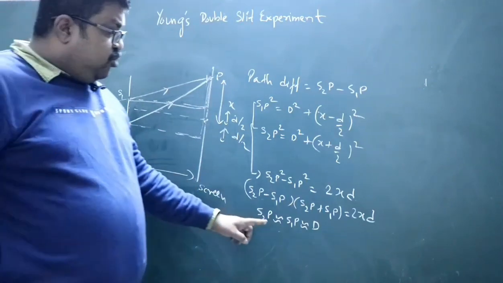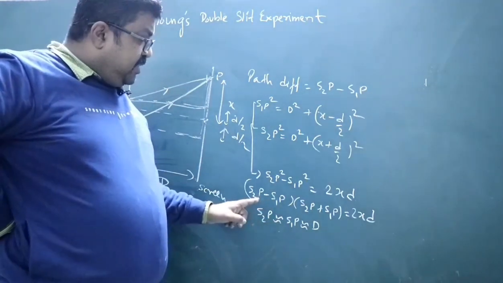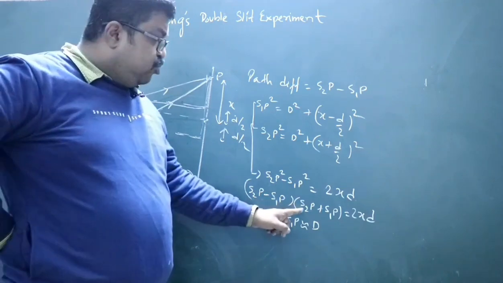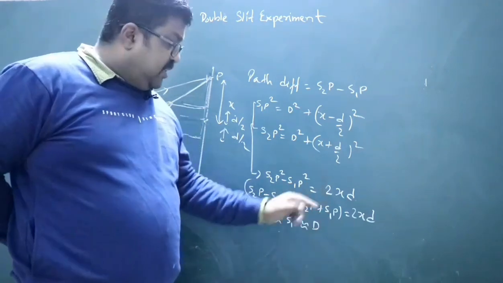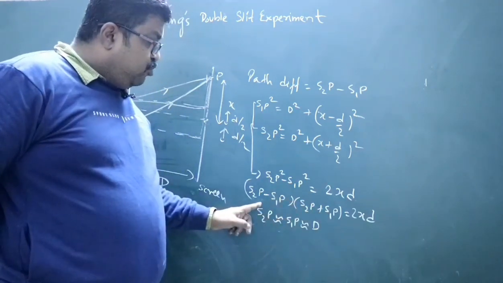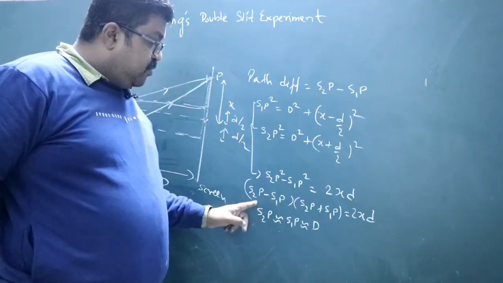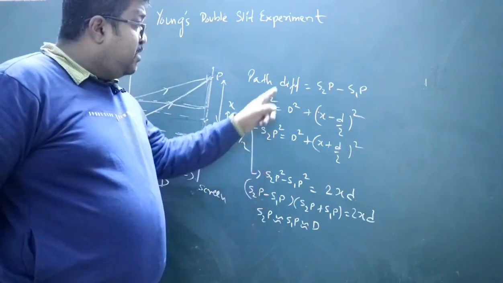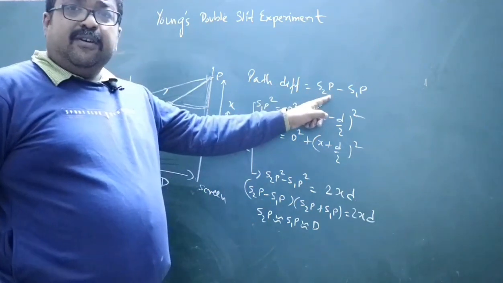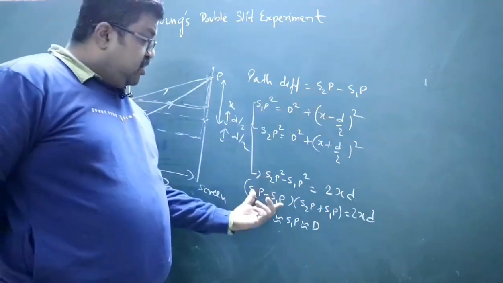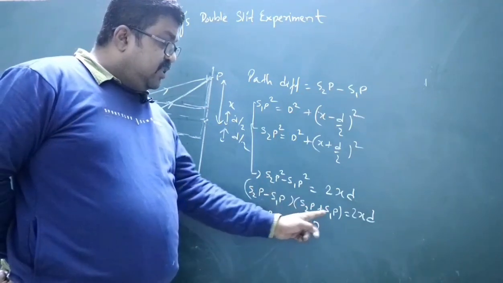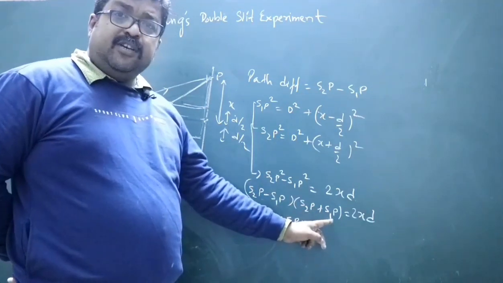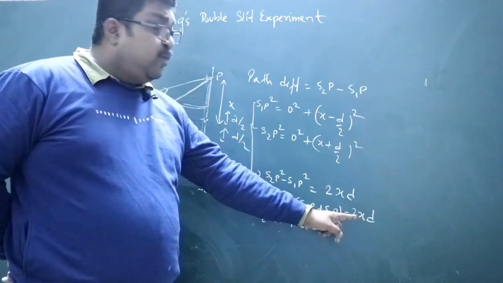Now this is S2P minus S1P, and this is S2P plus S1P. I will not substitute in S2P minus S1P, because if I substitute this condition over here, this will be 0, but I need to find the value of this path difference. So this is the path difference, and this is D and this is also D. So D plus D will become twice D, that is equal to 2xd.